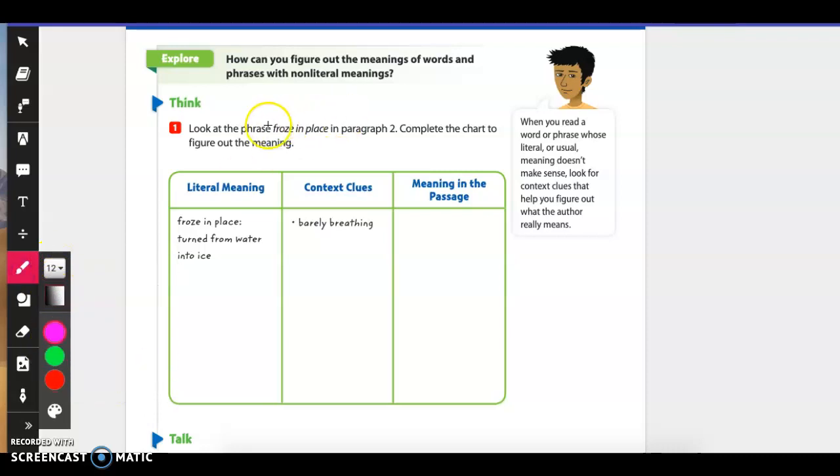Here we go. This phrase right here is what we're going to focus on, and it can be found in paragraph 2. It says it right here, paragraph 2. So complete the chart to figure out the meaning. First off, it says frozen in place would mean turned from water into ice. But one of the context clues that we can use is barely breathing.